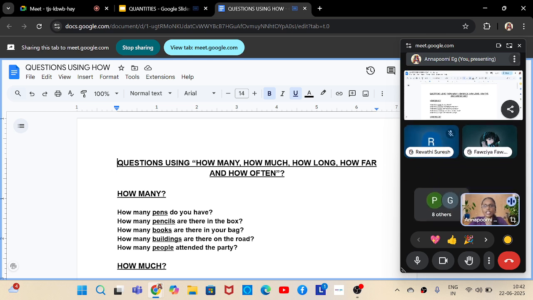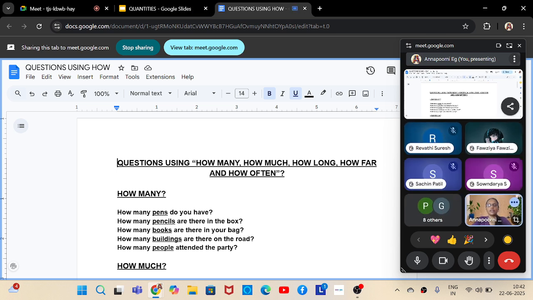Now, I will just take you to some question words where you will get a deeper understanding about how to ask questions for countable and uncountable nouns. And the questions use the words how many, how much, how long, how far, and how often. Okay. Before this, let me ask you, what are the question words that we commonly use? Can somebody tell all the question words?